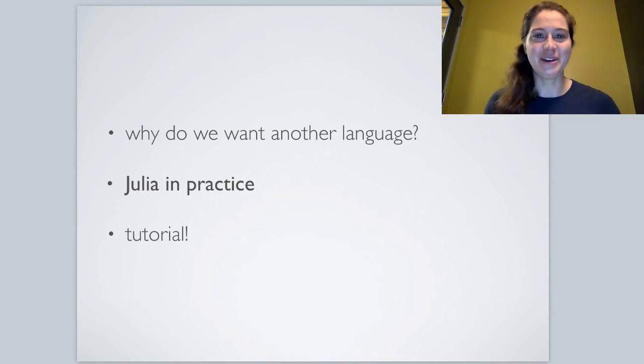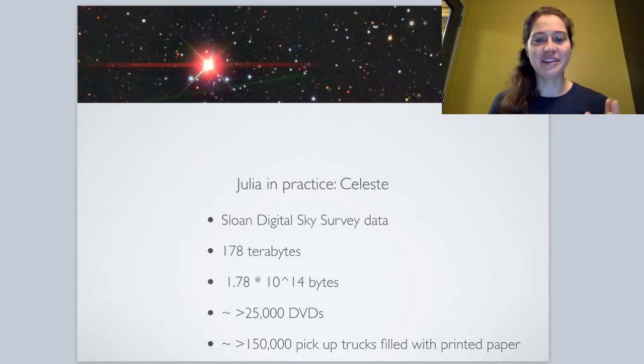And now I'll quickly walk us through an application of Julia so we can see what using Julia looks like in practice. In particular, I always like to talk about the Celeste research project because this is a really great case study of using Julia out there in the real world. What the Celeste research project did was that they took data from the Sloan Digital Sky Survey. The Sloan Digital Sky Survey was an effort to collect data on 35% of the visible sky, and it brought in about 178 terabytes of data. So that's, for your reference, 1.78 times 10 to the 14 bytes.